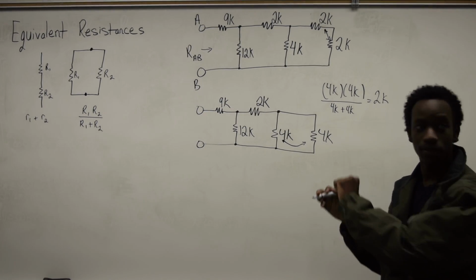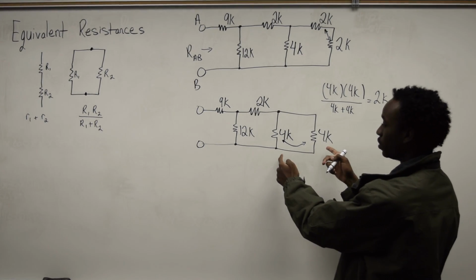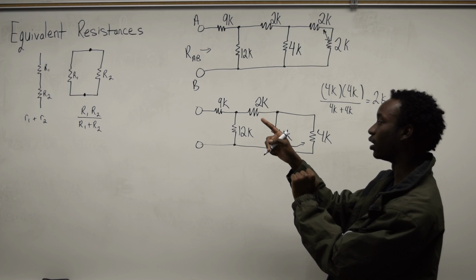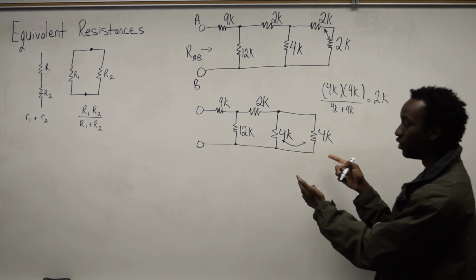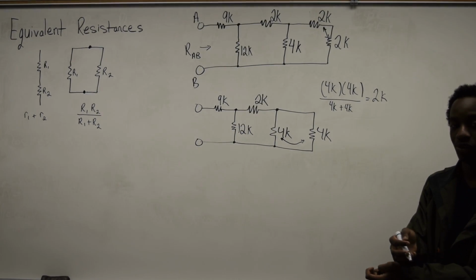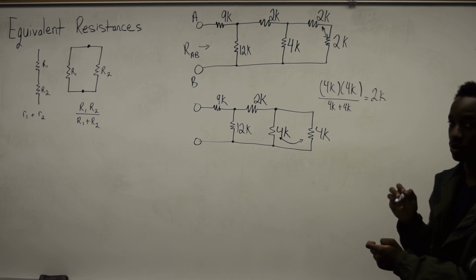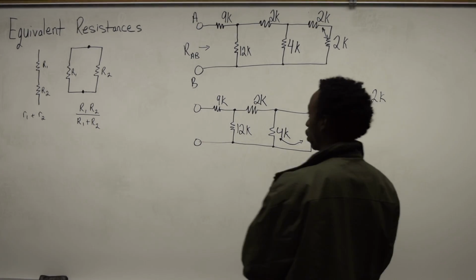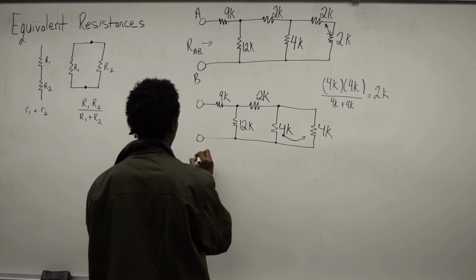Now, a quick tip is that if you have two resistors that are in parallel and they have the same resistance value, just cut that value in half, and that will give you your equivalent resistance. So I'm going to redraw it.